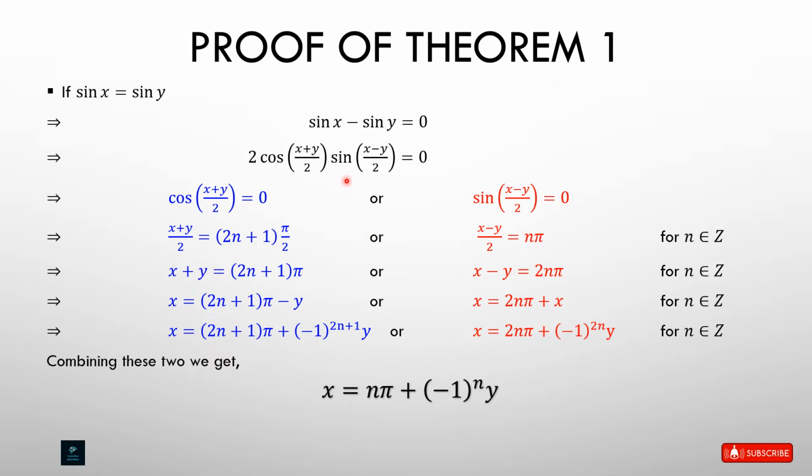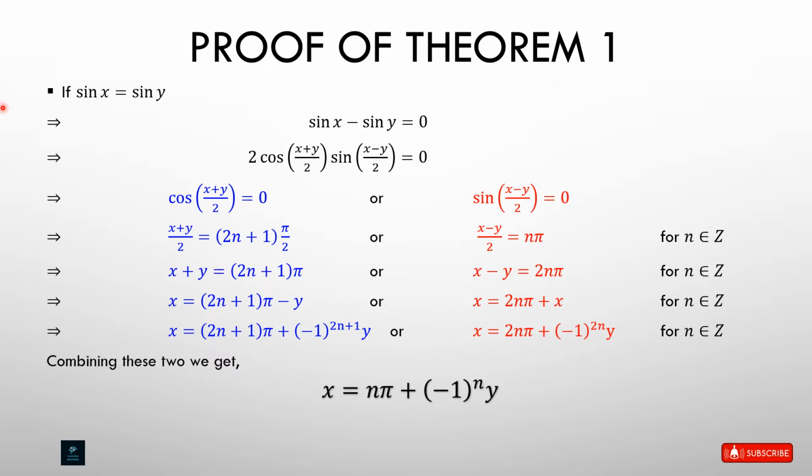From sine of (x minus y) by 2 equal to 0, we proceed as follows. Sine of (x minus y) by 2 equal to 0 implies that (x minus y) by 2 is an integer multiple of pi. This means that x minus y is equal to 2n pi, and this means that x is equal to 2n pi plus y. This means that x is equal to 2n pi plus minus 1 to the power 2n times y. Since 2n is always even, minus 1 to the power 2n will always be plus 1.